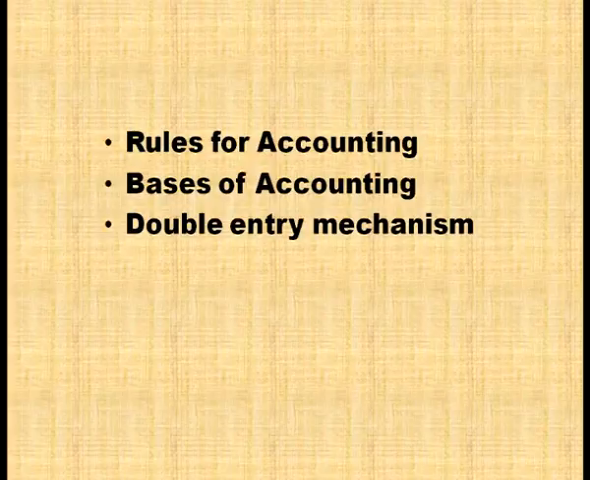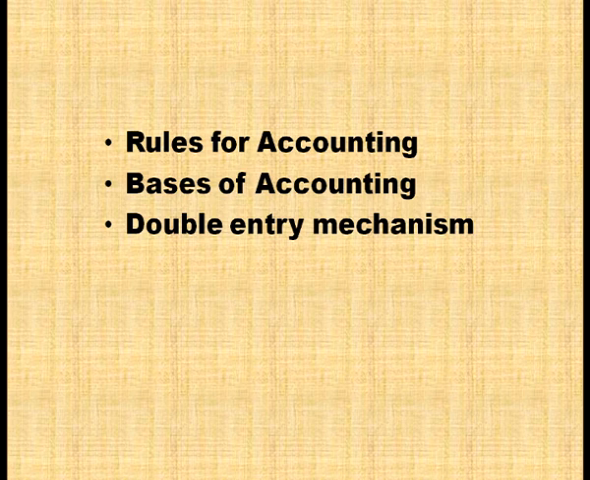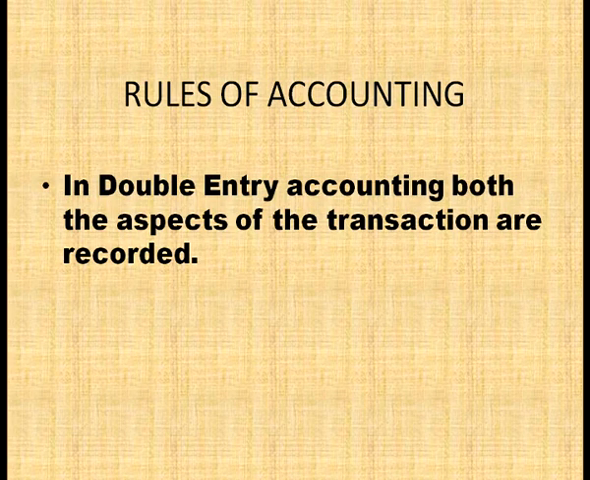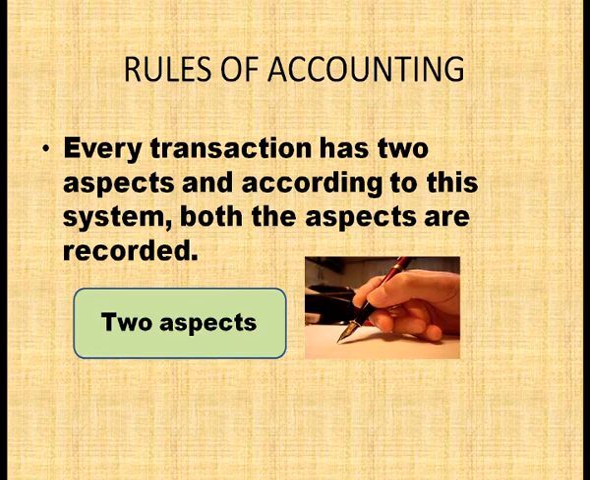We are moving to lesson 4, Accounting for Business Transactions. In this session, we can study the rules for accounting, basis of accounting and double entry mechanism. In double entry accounting system, both the aspects of a transaction are recorded. Every transaction has two aspects according to double entry system. Both the aspects are recorded.